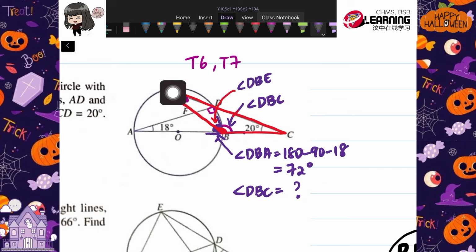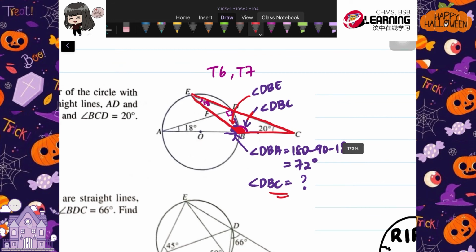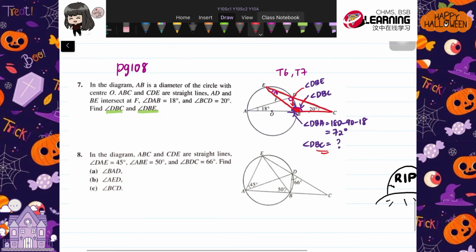For DBE, it is 180 degrees minus 18 minus 20 to find this whole angle over here. Okay, this whole thing. So after you get this whole angle, you minus the angle DBC, then you can find DBE already. Okay, so the hint is until here. I hope you can do it on your own for question 7.